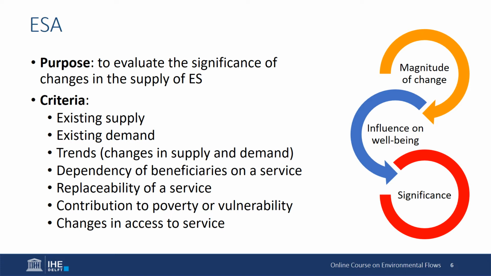The assessment will consider different criteria. For example, how much a group of people depends on a service. What is the capacity and appropriateness of replacing a service or a good with another? How a change in the environment and in the ecosystem could alleviate or increase poverty and vulnerability of specific groups, or how this change could facilitate or obstruct the access of a group of people to a service or good.